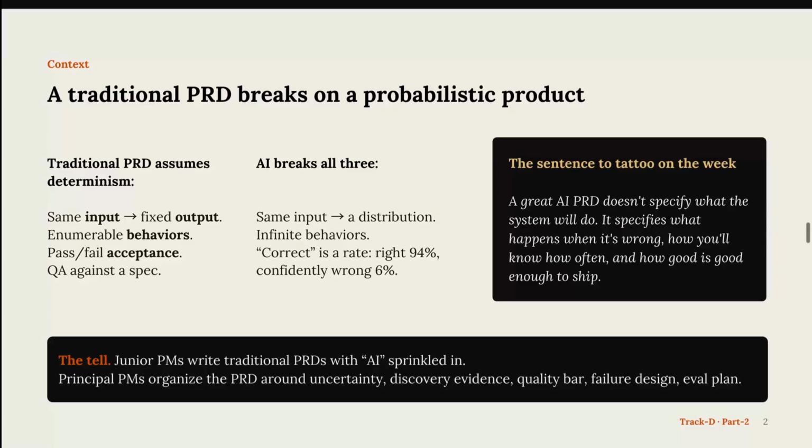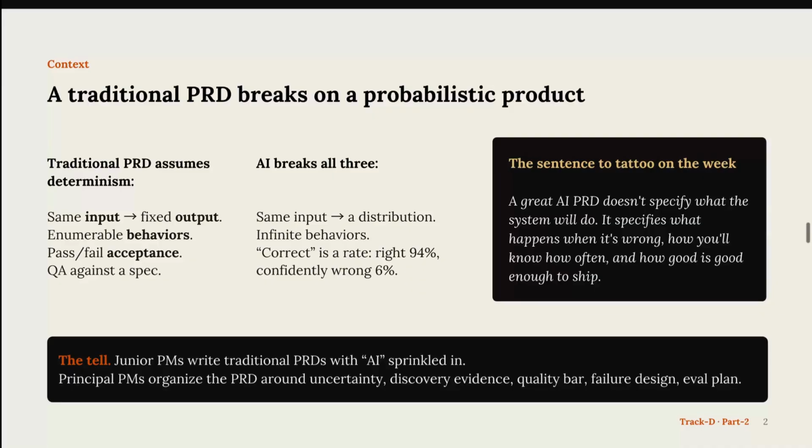Here the pass/fail acceptance criteria are pretty simple and straightforward. QA validates against a particular spec. Here the challenge is that while 94% of the time the system will give right answers, 6% of the time it will also give confidently wrong answers. And we as senior product managers need to identify that that 6% might lead to catastrophic outcomes, failure scenarios, loss of revenue, and so on. We need to plan for that, and this session is all about that.